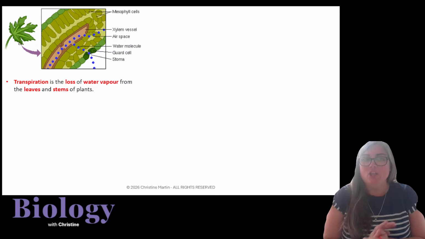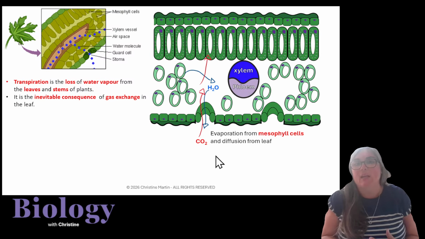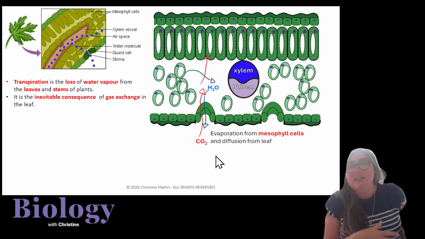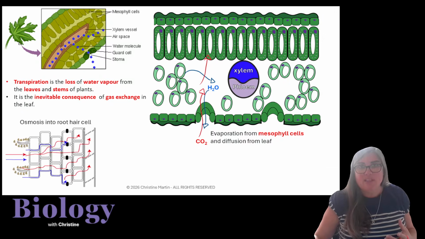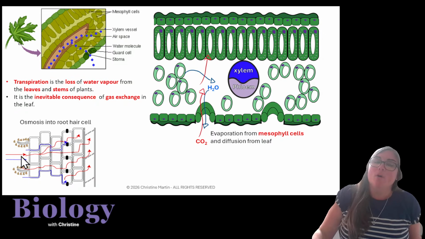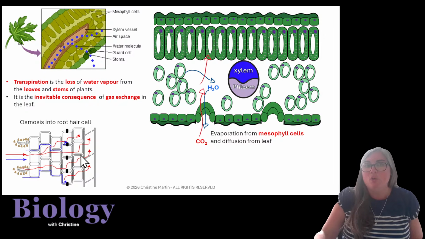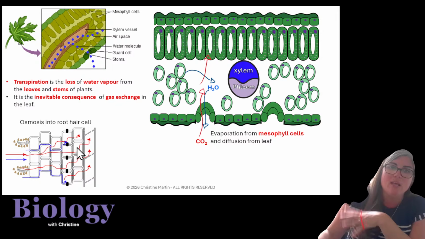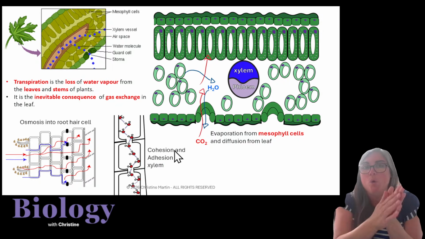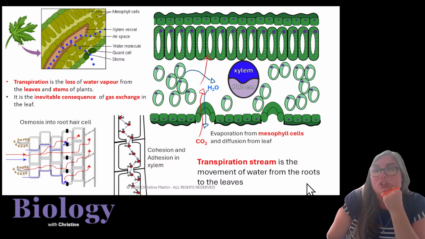Okay, transpiration then. Transpiration, obviously loss of water. It's going to happen because we need the stomata to open. We need carbon dioxide for the Calvin cycle. We know osmosis is going to bring the water in through the root hair cells into the symplast pathway, into the xylem vessel. We know we've got cohesion and adhesion. We therefore know we've got our transpiration stream.